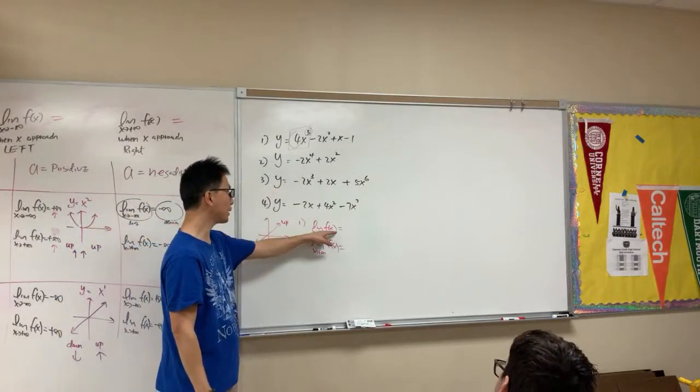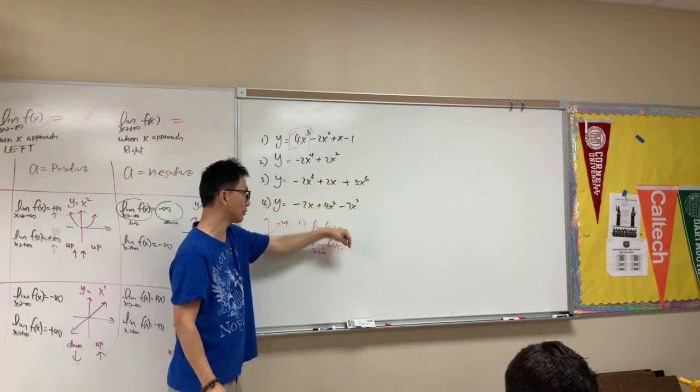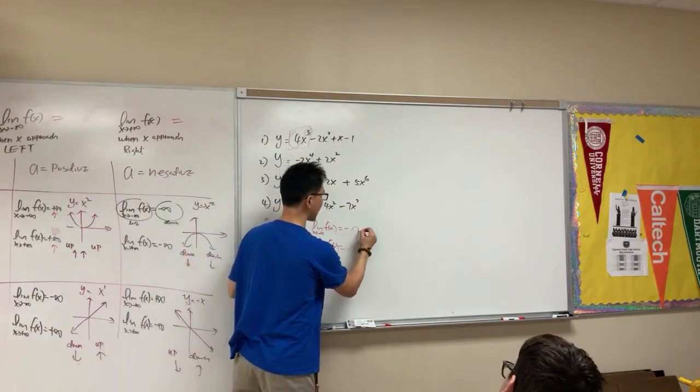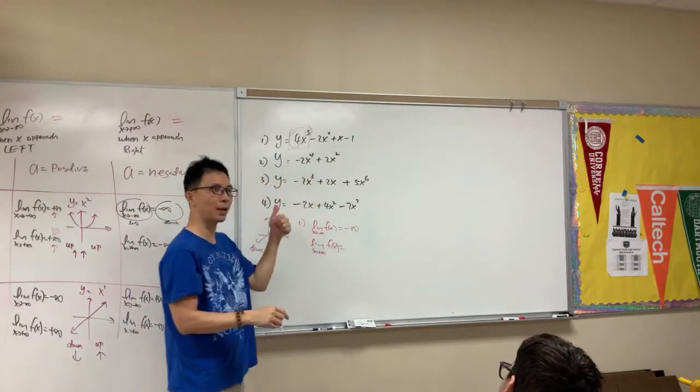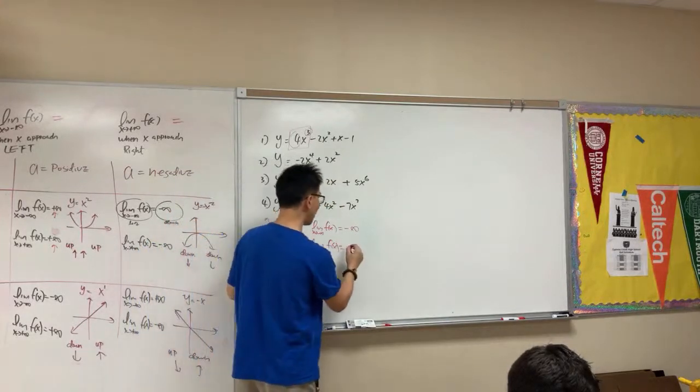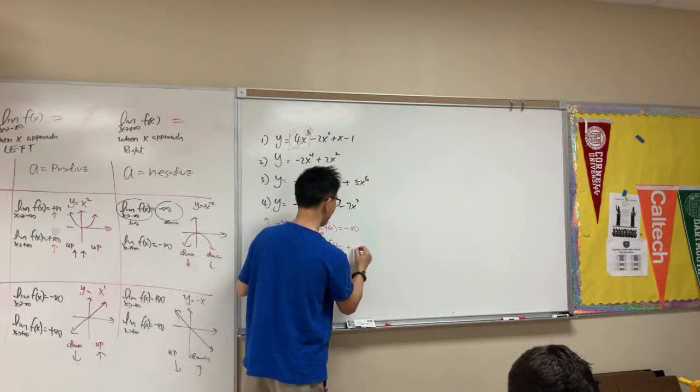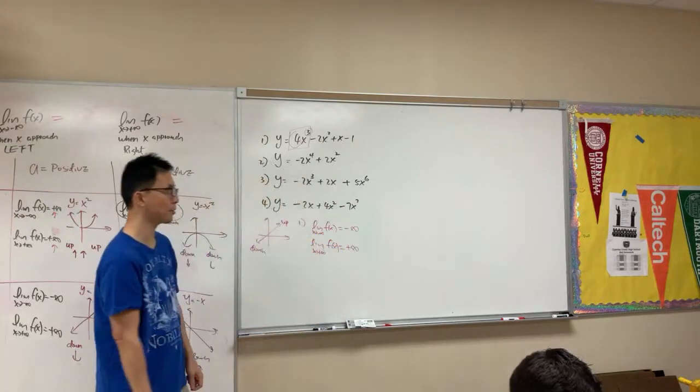Now I'm going to write it down. They're going to go down. So down is going to be negative infinity. After the equal sign tells me up or down. Before the equal sign tells me left and right. But left and right is always the same order. So that is the answer for the first one.